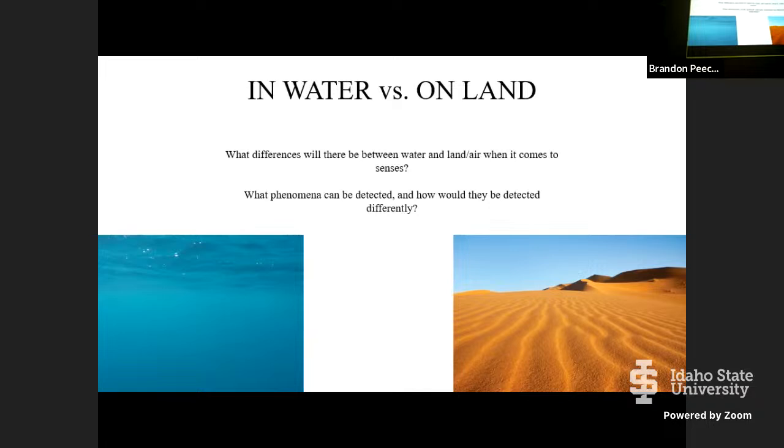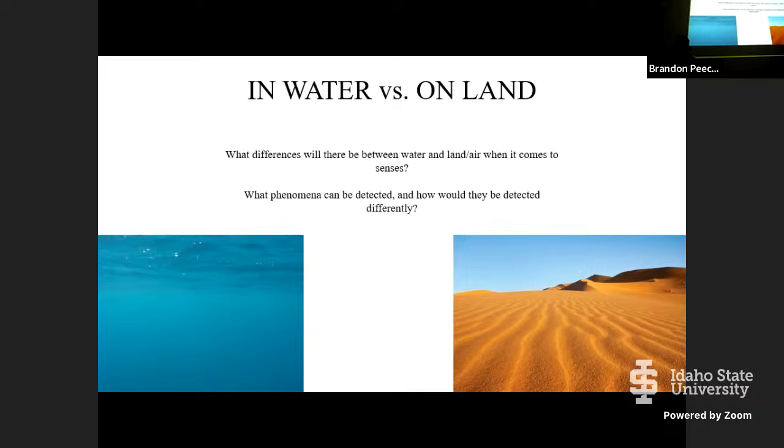What else? We talked about electrical currents travel better in water. There are no electroshock predators that don't live in water, right? Water conducts electricity. Air does not generally conduct electricity. What else?